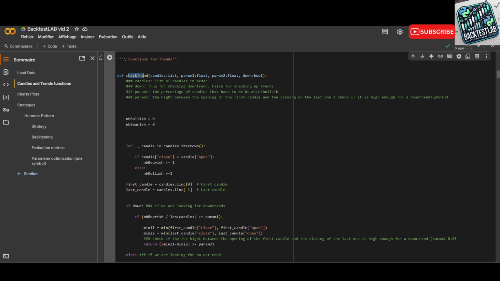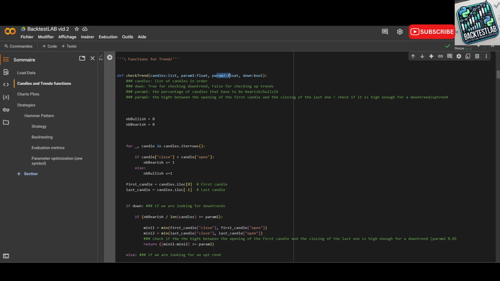We can also check the trend. So we have our list of candles. We have here 3 parameters. Parameter number 1 is the percentage of candles that we are checking. For example, if we are checking the last 4 candles, we give here, for example, 80%. That means 80% of these 4 candles have to be bullish or bearish, depending on what we are going to put here. And parameter number 2 is going to be the height.